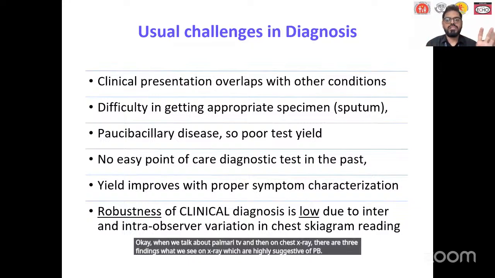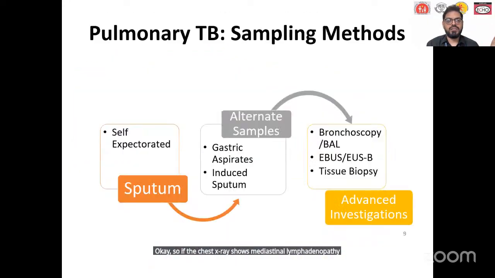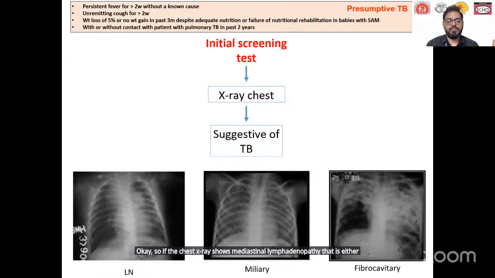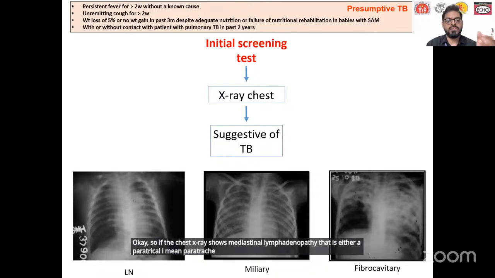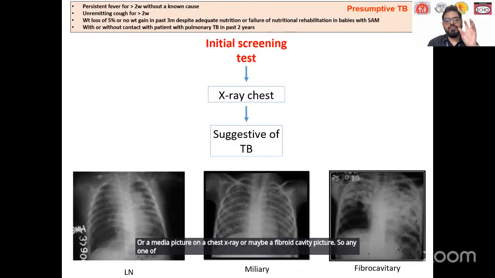If the chest X-ray shows mediastinal lymphadenopathy, that is either paratracheal lymphadenopathy, as you can see on the screen, or hilar lymphadenopathy, or a miliary picture, or maybe a fibrocavitary picture. Any one of these three pictures, if present in a child who has signs and symptoms of presumptive TB, is highly suggestive of TB, and we should go ahead with our microbiological test.